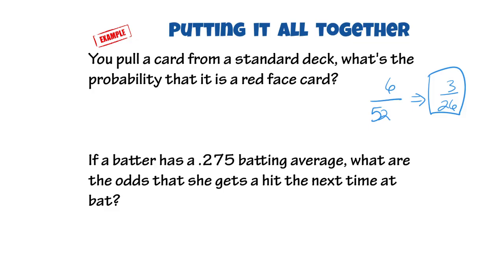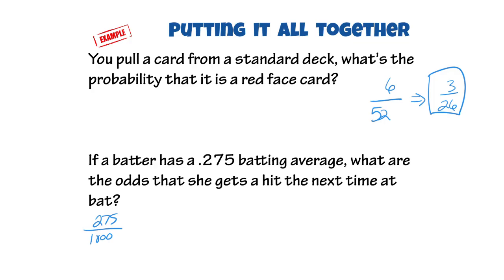Okay, let's look at this one. Stepping away from the cards here. If a batter has a .275 batting average, they usually just say that's a 275 batting average. Okay, what are the odds that she gets a hit the next time at bat? A .275 is really 275 out of 1,000. That's what that would look like. And that would be a probability. That's the probability they're hitting. They hit 275 times out of 1,000.